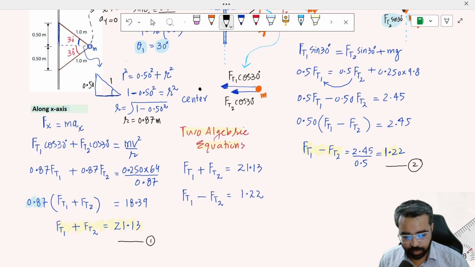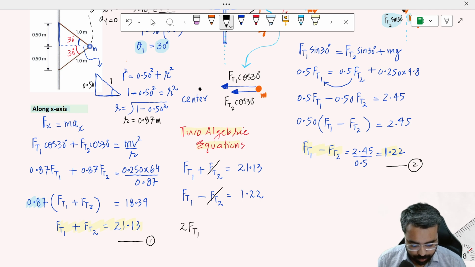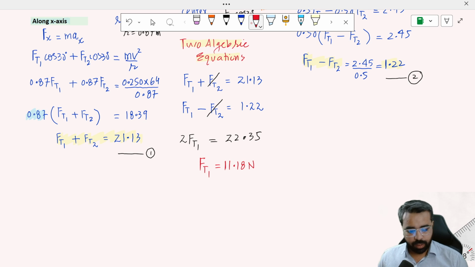What you need to do is add these two equations. This term and this term will cancel out, and you can solve for the force of tension 1, or you can also apply the substitution method to solve these two equations. Anyways, if we add these two equations, we will get 22.35, and then later we can solve it. So this is the force of tension in string 1, that is 11.18.